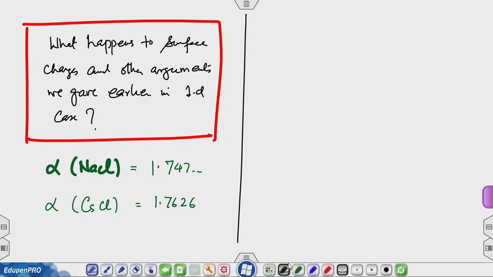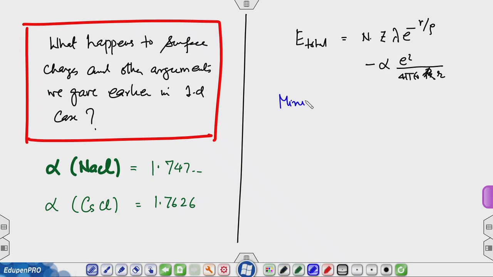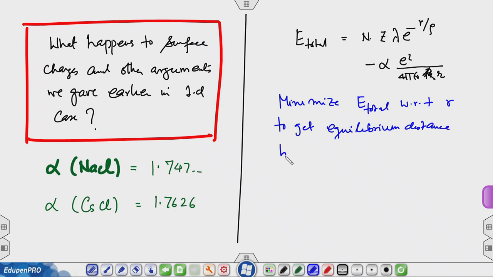Rest is very simple. Now you write this E total equals n times z lambda e raised to minus r over rho minus alpha e square over 4 pi epsilon 0 r, sorry, this is r, and minimize E total with respect to r to get the equilibrium distance between plus and minus ion, this is the smallest r distance, and calculate the energy.